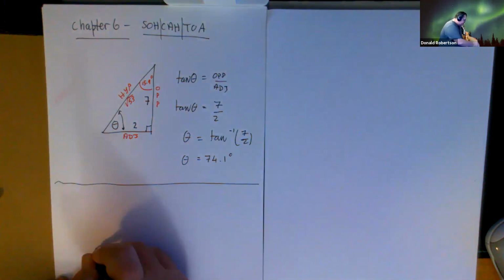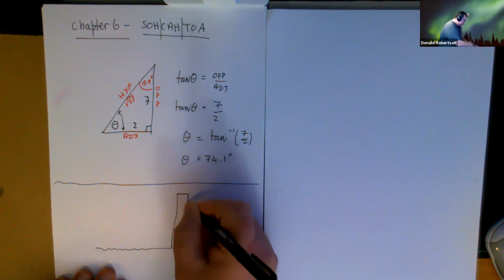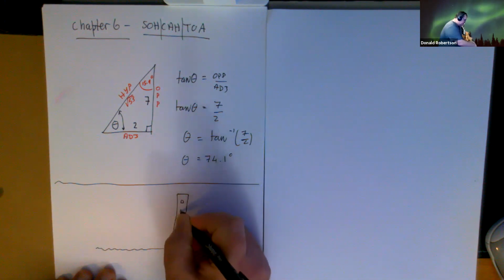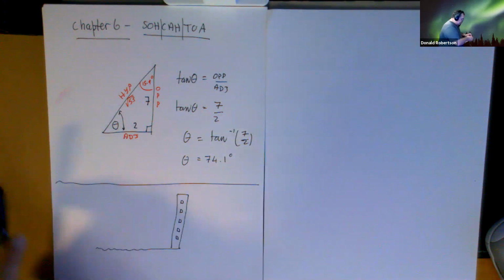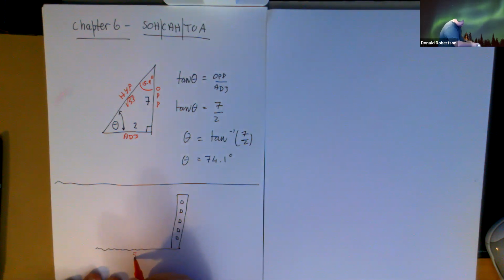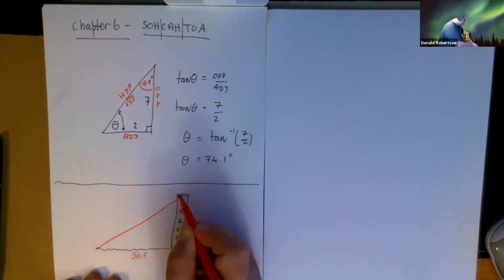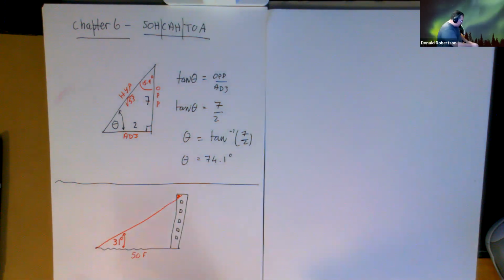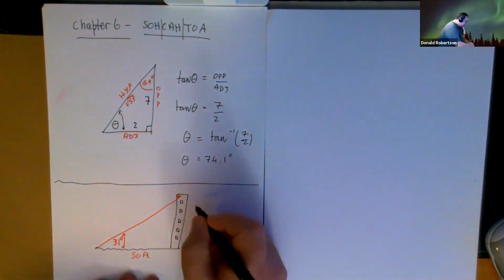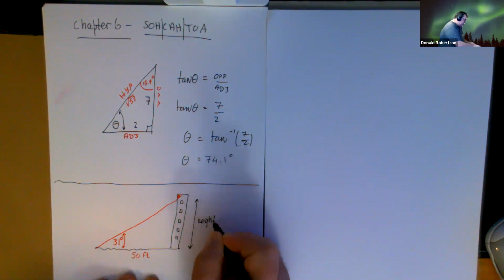So let's suppose that you had this building, very strange building because it's skinny, and that you were 50 feet away from it, and the angle of elevation to the top was 31 degrees. And the question would then be asking you to find the height of the building.